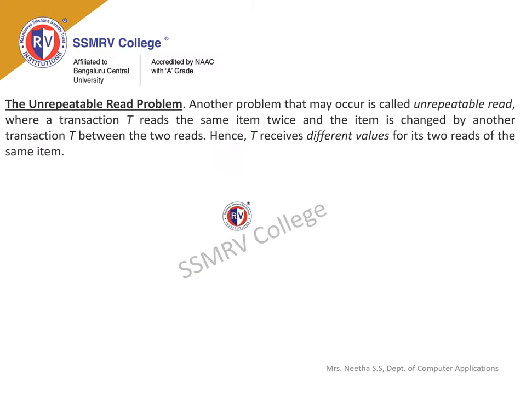Next we have the unrepeatable read problem. That means a transaction reads an item twice with two different values because it was changed by another transaction between the two reads. So unrepeatable read is where a transaction T reads the same item twice and the item is changed by another transaction between the two reads. Here T receives different values for its two reads of the same item. This we call the unrepeatable read problem. If the concurrency control is not managed properly, these problems occur.